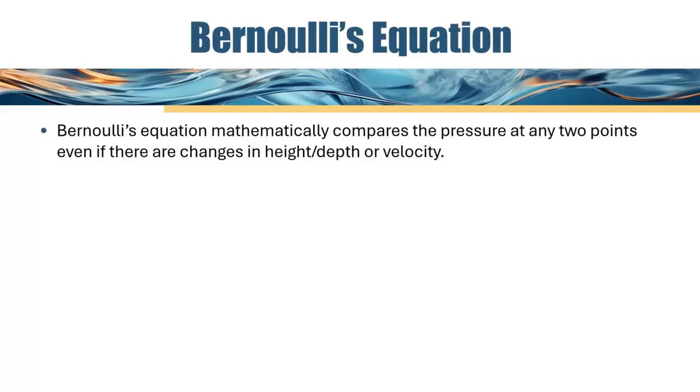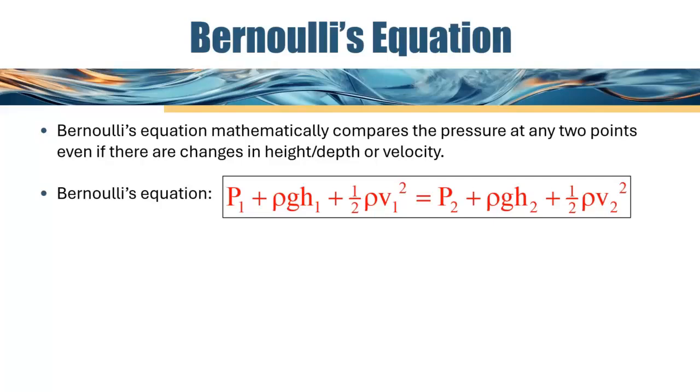Bernoulli's equation allows us to mathematically compare the pressure at any 2 points in a fluid, even if there are changes in height, depth, or velocity. His equation looks like this. We are really comparing the pressure at point 1 to point 2 in the fluid. But at point 1, there might be changes in height and there might be changes in velocity. So we include both of those factors in the equation.